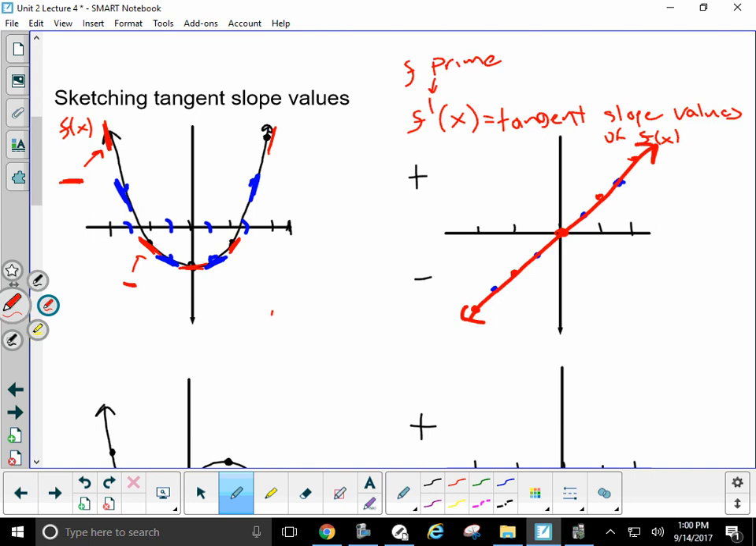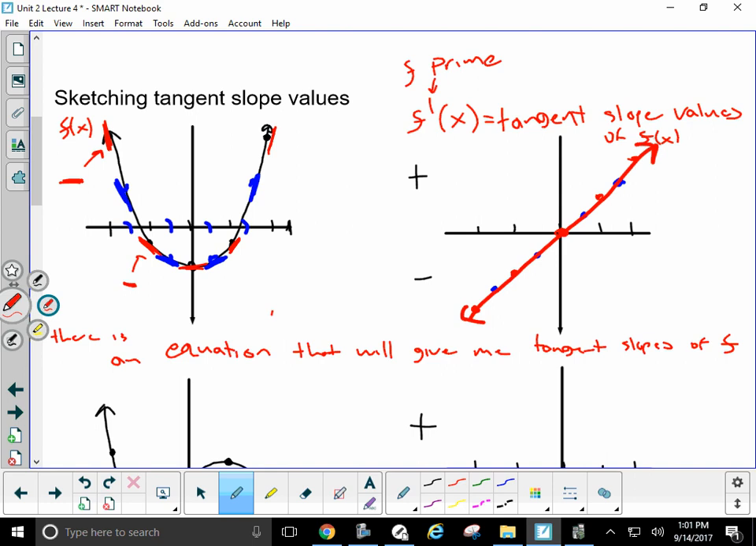And what this is showing us is that there is an equation that looks like this that will give me the values of the tangent slopes to that. So there is an equation that will give me, or generate, the tangent slope values of f. And we're going to be able to discover what that equation specifically is.